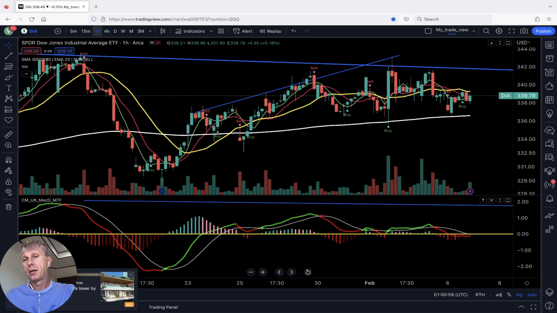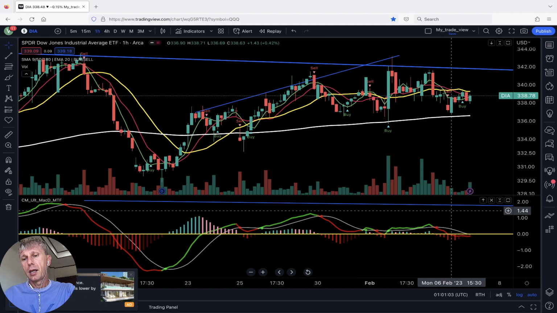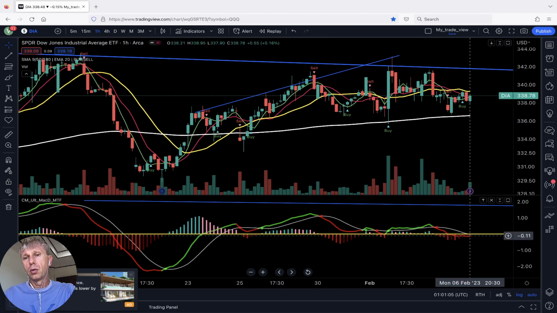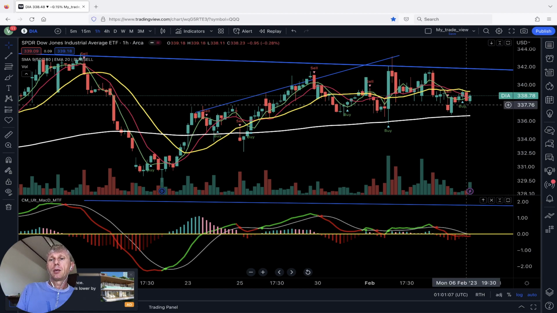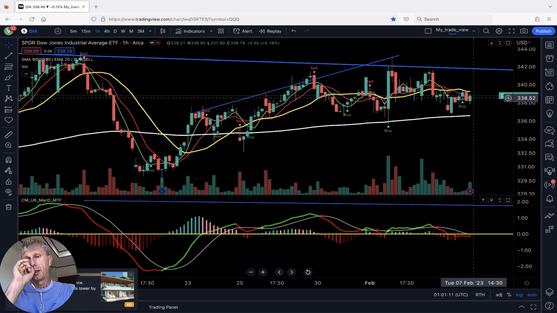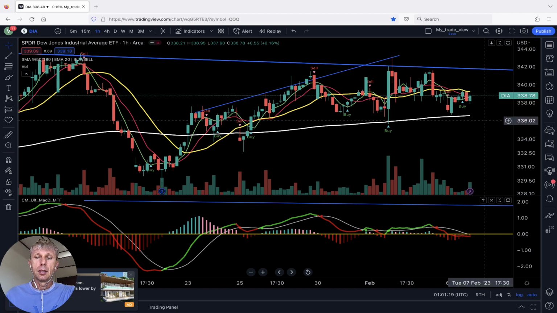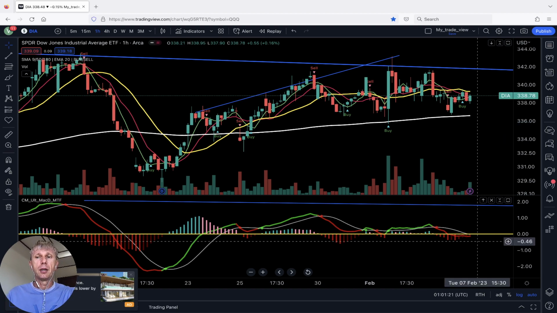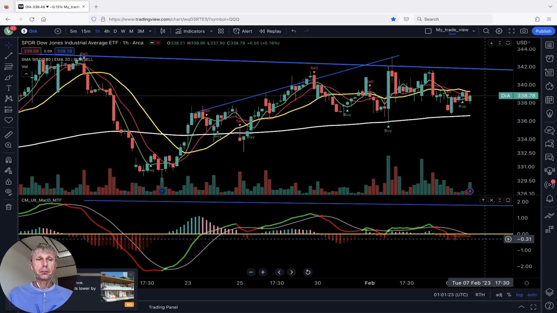On 1 hour, it has a buy signal. MACD is still red, it didn't confirm any bullish move. But the script, MA5 already did a bullish crossover over MA10. It looks like it wants to go bullish, it wants to have a bullish correction on the 1 hour time frame. But MACD is still bearish, still red. That's what we have for Dow Jones.